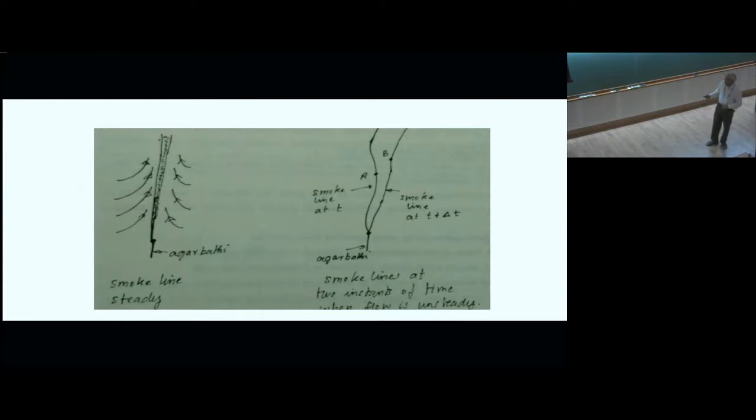But certainly, for example, if you take a point here at an instant t, and at a later time this point has gone there, so the streamline locally will be here. So you cannot see anything about the streamlines or the path lines just by looking at that smoke coming off from the agarbatti.